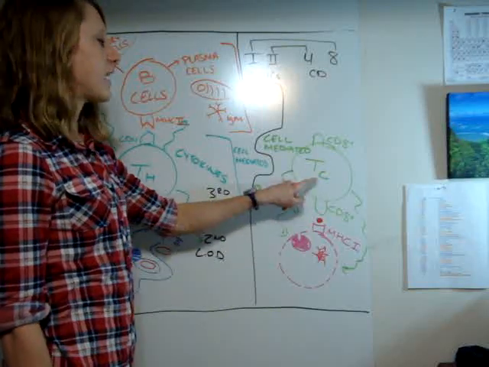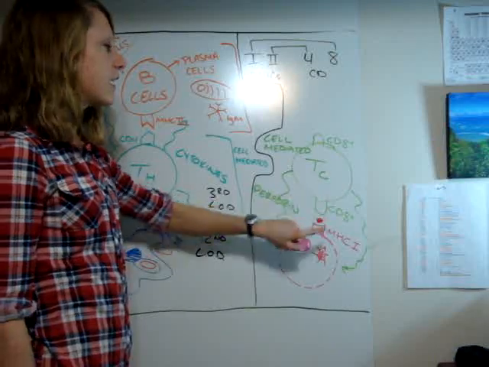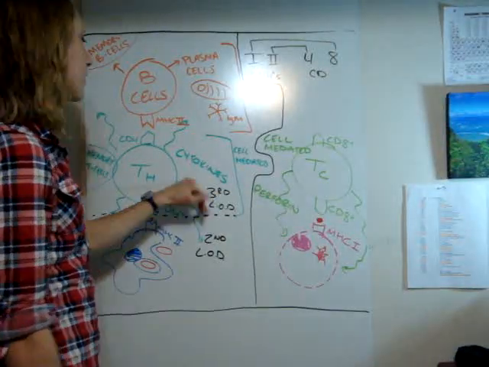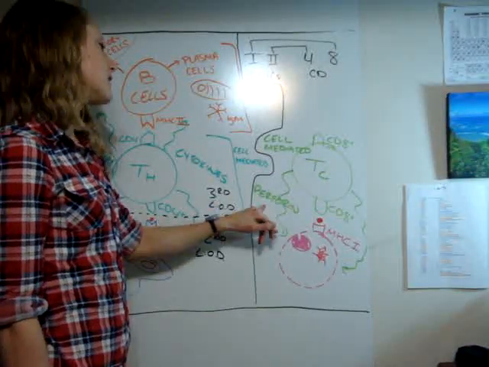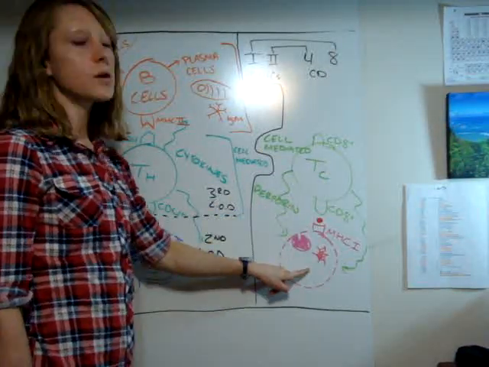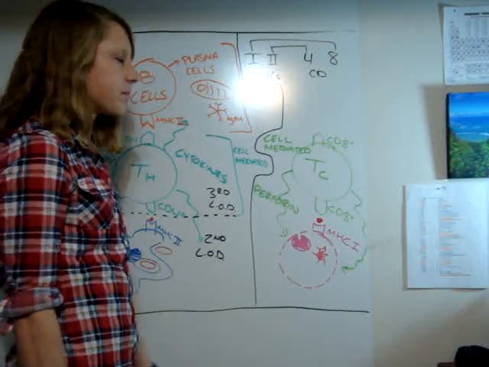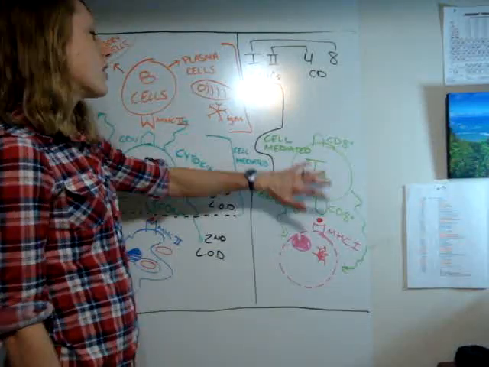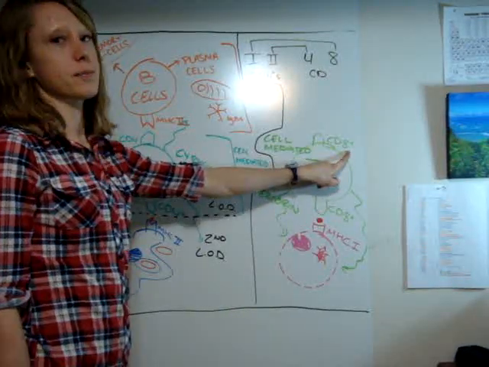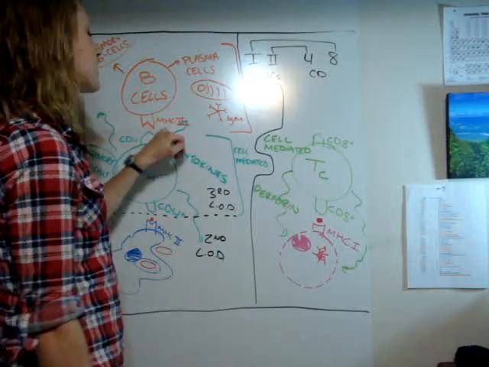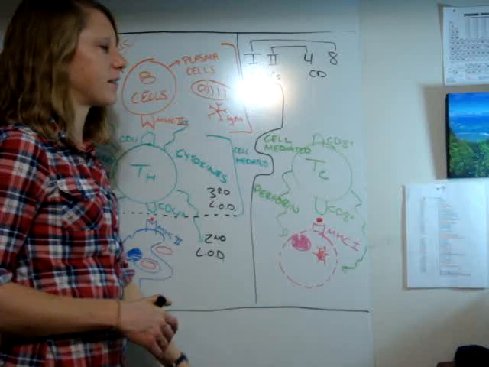MHC class 1 attracts CD8 receptors, which are found on cytotoxic T cells. Cytotoxic T cells don't release cytokines to recruit B cells. Instead, they release perforin, which pokes holes in the plasma membrane of the infected cell, thereby killing the cell. Cytotoxic T cells never talk to B cells because they don't have the correct receptors to do so. B cells have MHC class 2, cytotoxic T cells have CD8, 2 and 8 don't go together.